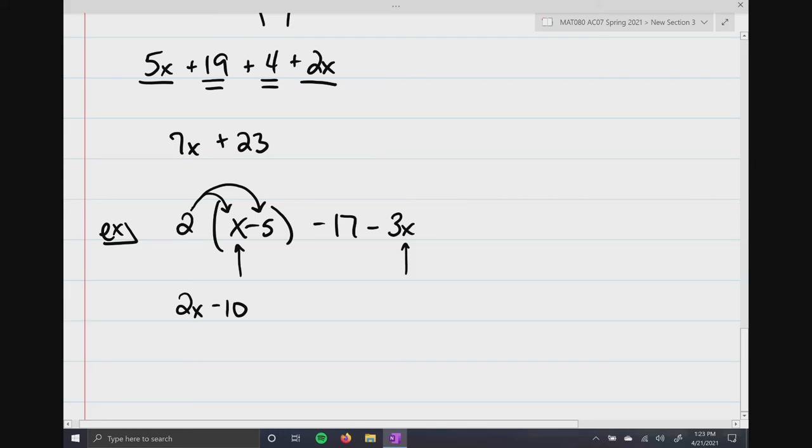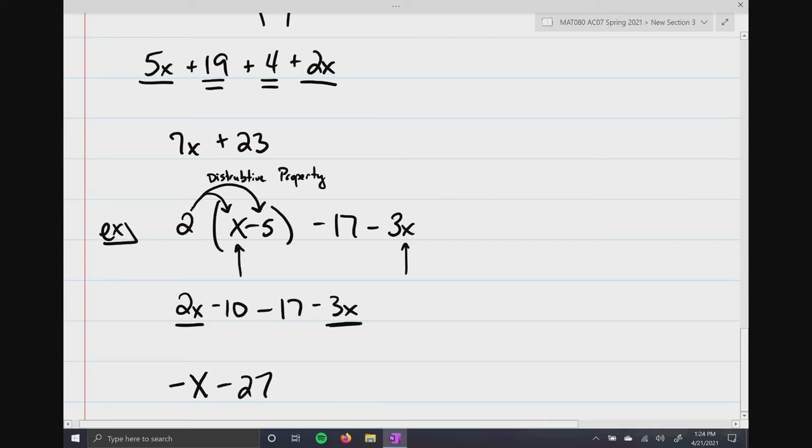Are we all on the same page? So let me write that above here, distributive property. All right, now I rewrite everything else the way it looks. And now that I removed my parentheses, I can combine like terms. 2x minus 3x, so 2 minus 3 is negative 1x. And then negative 10 minus 17. Good job, Alex. Negative 27.